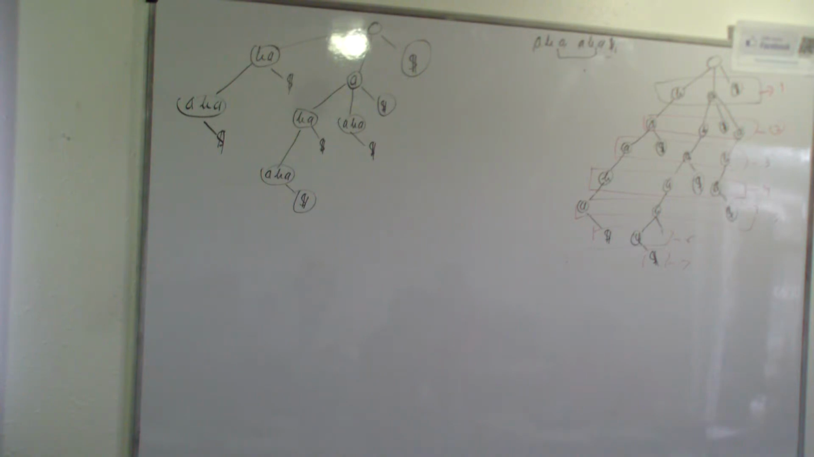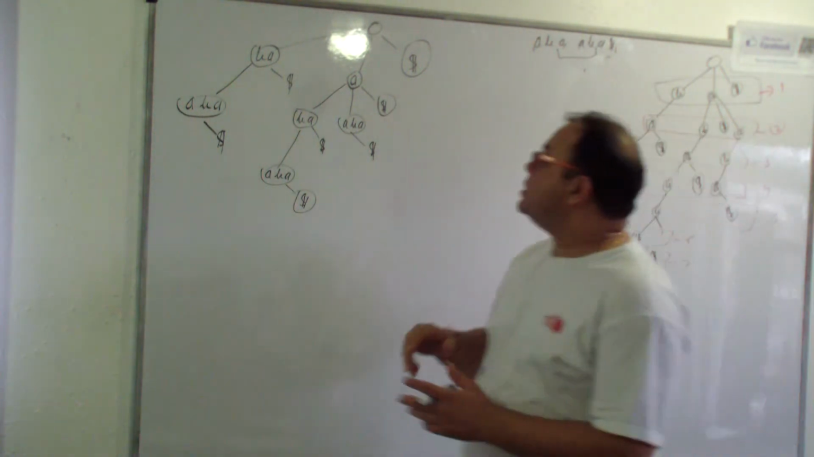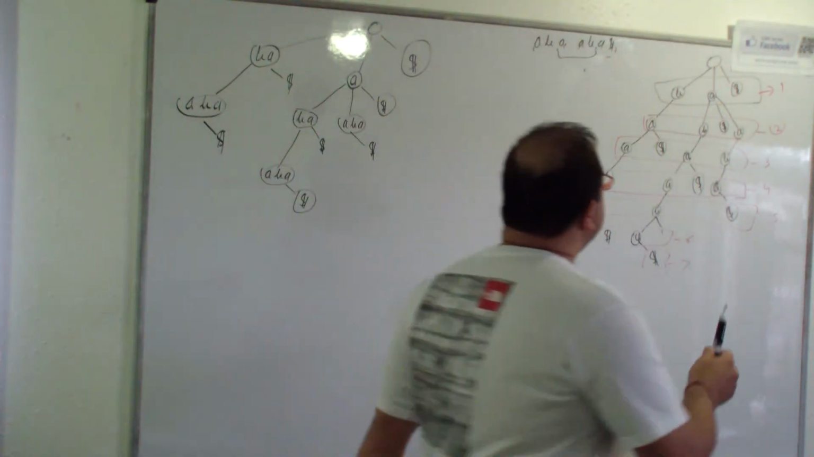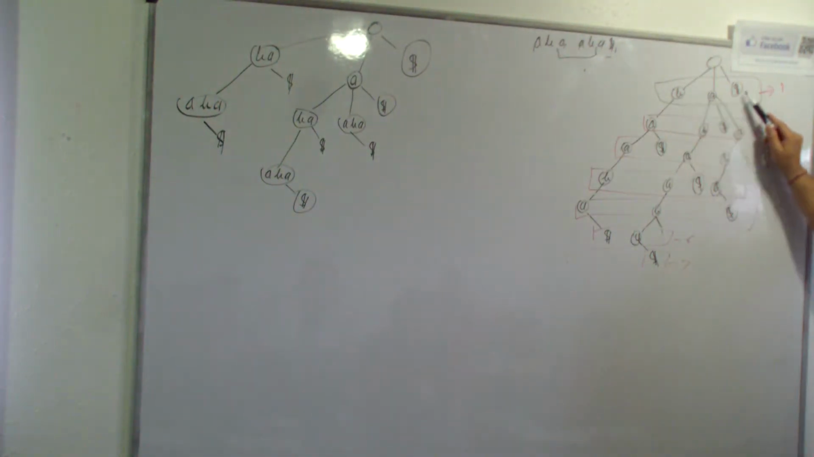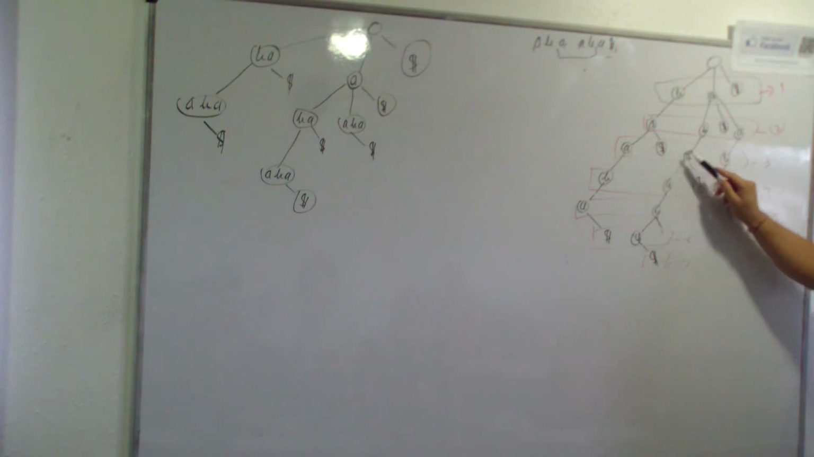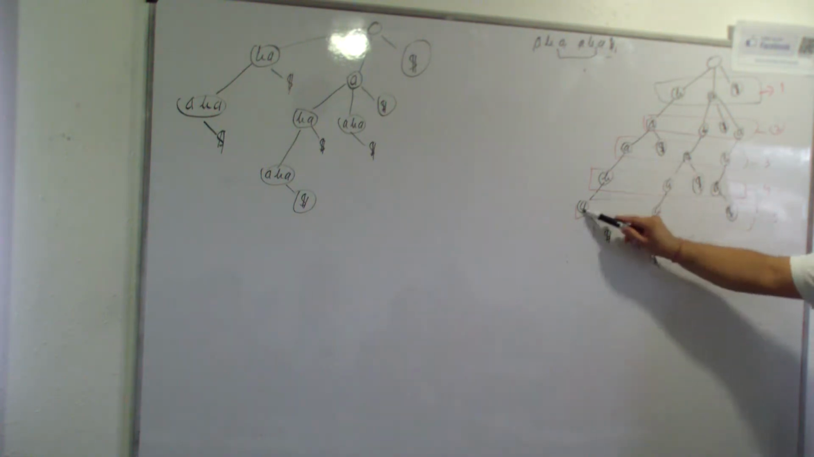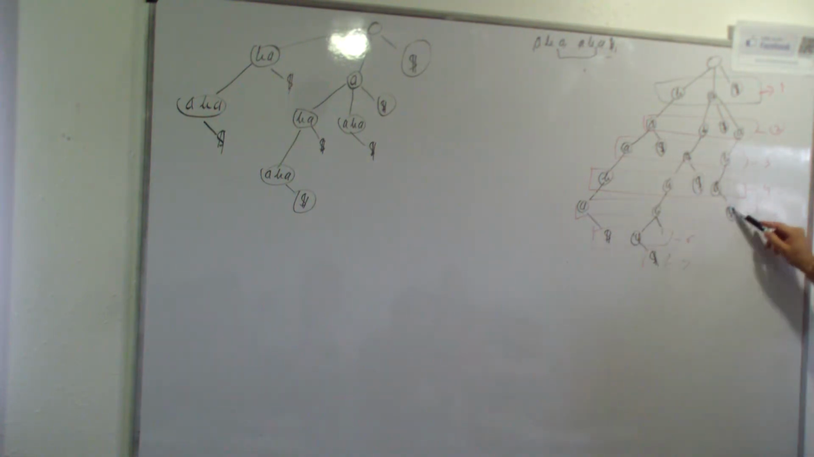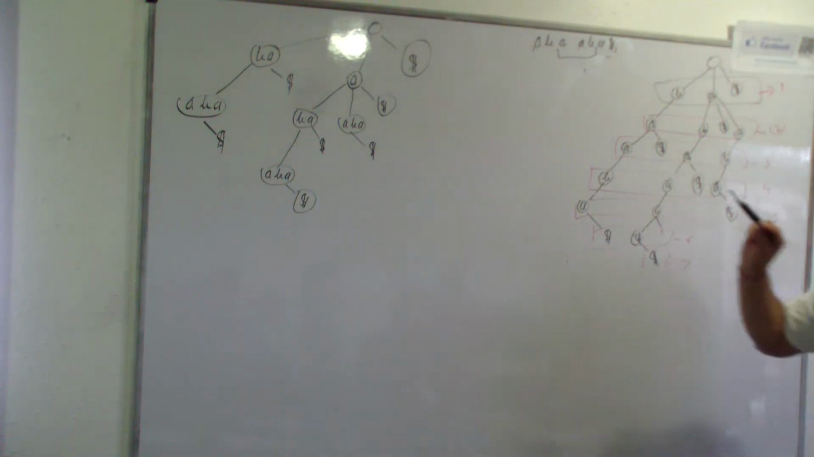ABA dollar. Good. BA dollar. Everything is there. So in this case, if you see the number of nodes over here were 1, 2, 3, 4, 5, 6, 7, 8, 9, 10, 11, 12, 13, 14, 15, 16, 17, 18, 19, 20, 21. So it's 21 nodes over here.